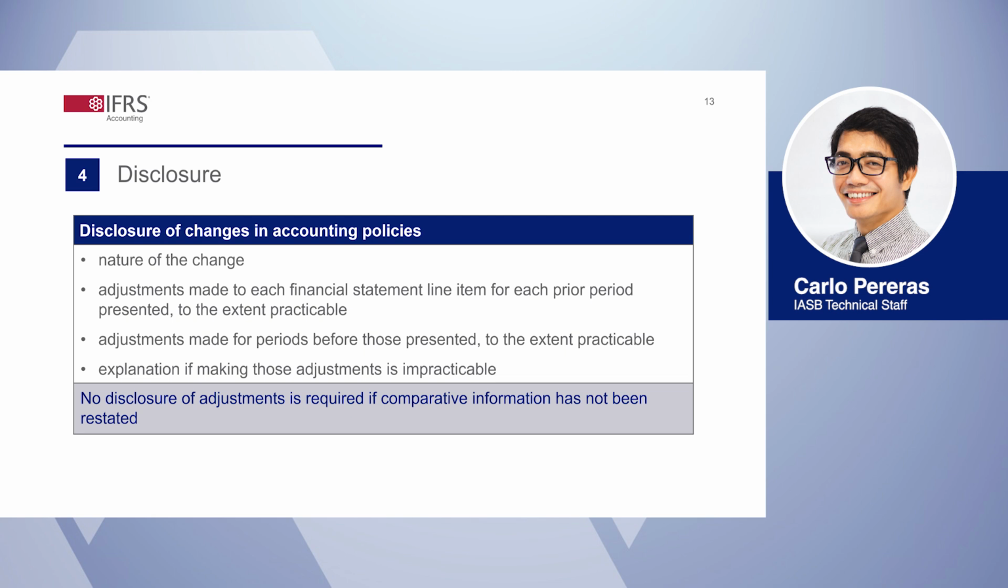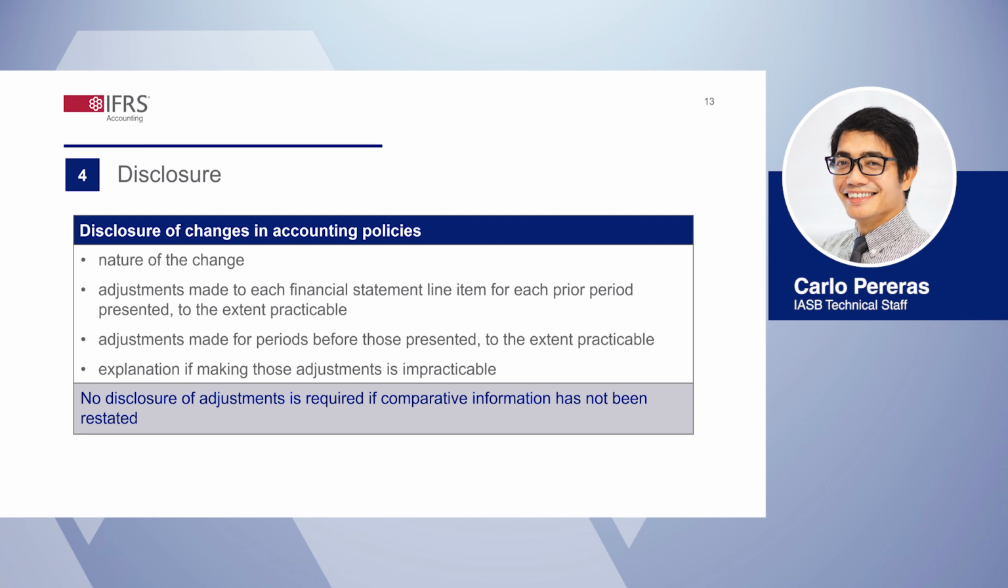The first requirement is to disclose the nature of the change in accounting policy. The second requirement is to disclose the amount of the adjustment for each financial line item affected by the change in policy to the extent practicable. Although Section 10 requires this information for both the current period and all prior periods presented, Appendix A provides an exemption for the current period. So the second requirement shown on the slide refers to prior periods only.